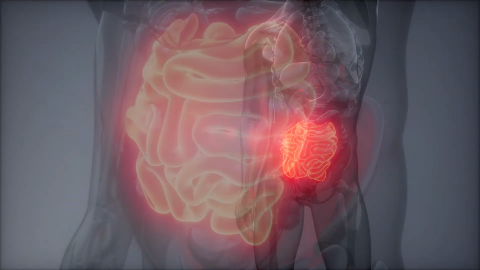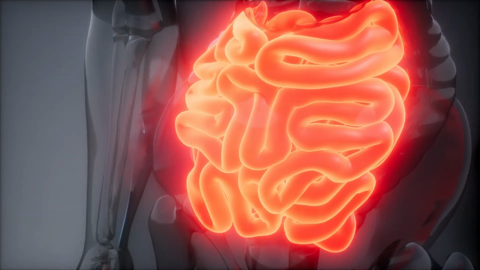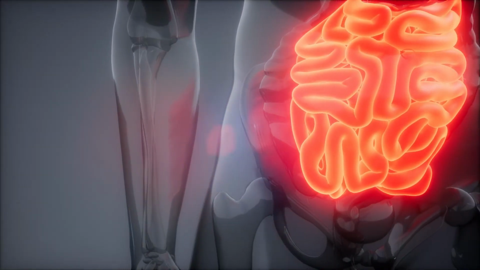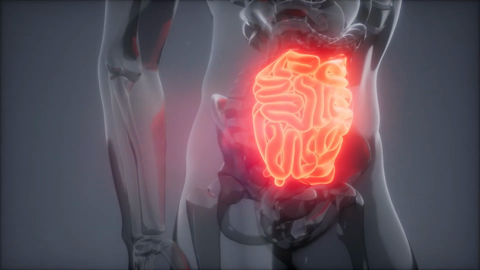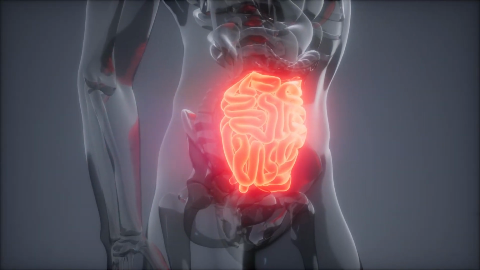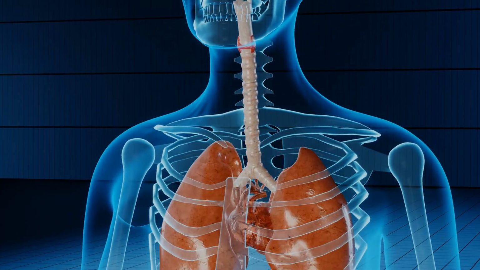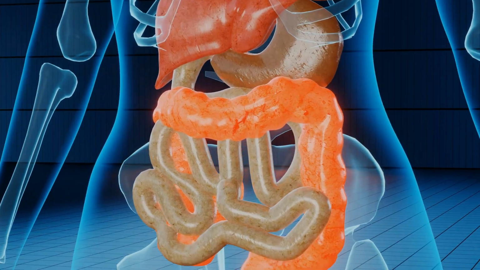The small intestine is highly efficient in its role due to its large surface area, which is increased by tiny finger-like projections called villi. These structures help maximize nutrient absorption, ensuring the body gets the most out of the food consumed. The large intestine is a muscular tube about 1.5 meters long and 70 millimeters in diameter.